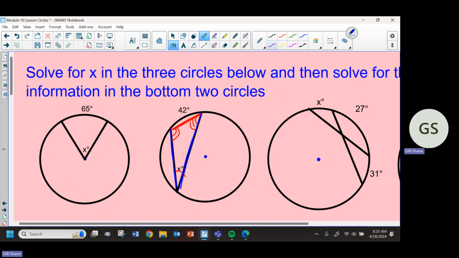So my arc is between those two points. That's the arc that matches up with the angle X, right? I hope you get that point. So this angle matches that arc. We did a whole lesson where I showed you how to find arcs from angles and angles from arcs. If you're not getting that, again, you're going to really struggle.